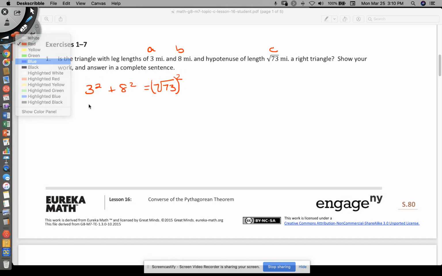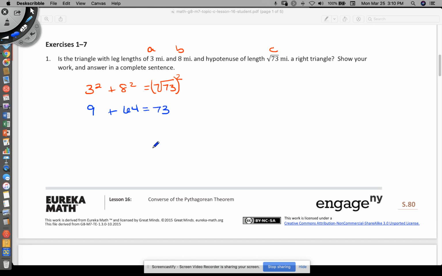All right, now 3 squared gives me 9. 8 squared gives me 64. And when you square a root, you're left with just the number. So just 73. I'm going to go ahead and add these together. So 9 plus 64 gives me 73. 73 does equal 73. So yes, this will give me a right triangle. If you had two different answers here, like let's say this wound up being a 56 versus 73, then your answer is no. This would not give you a right triangle.